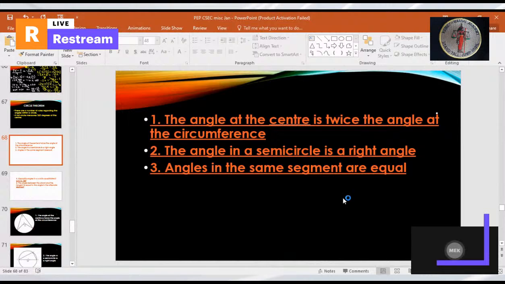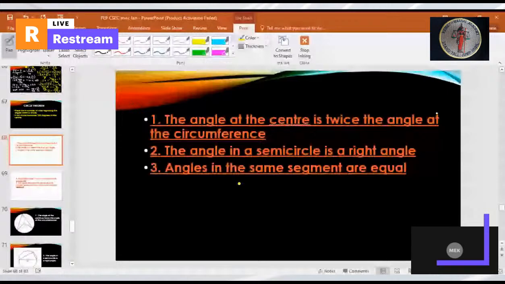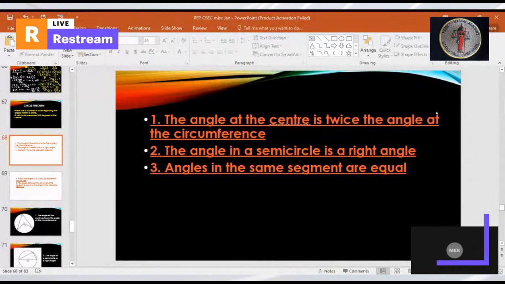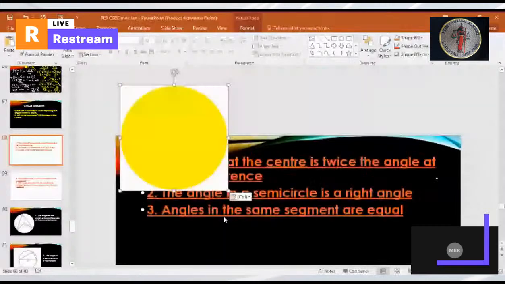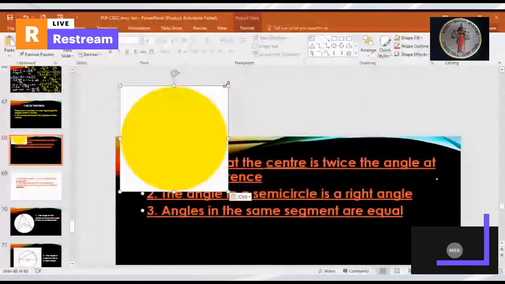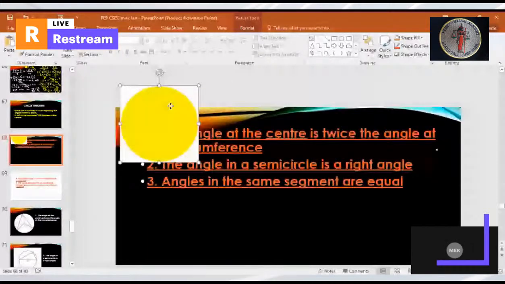But I should take the opportunity here to remind us. Hold on, let me see if I can quickly get some circle. Let's remind ourselves what we're talking about when we say the circumference, the radius, the diameter. Just a quick revision.